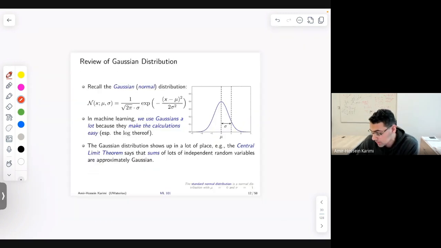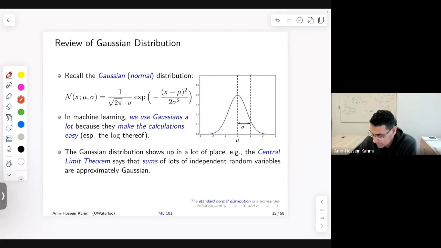A Gaussian distribution looks something like this, with a scary looking expression up here: 1 over square root of 2 pi times the standard deviation, and exponentiation of some distance from the mean, normalized, squared. And it looks something like the bell curve that we have up here. Now, within machine learning, we use Gaussians a lot because they make a lot of our calculations easy, especially once we apply the log function to it, because exponentiations go away and multiplications become sums.